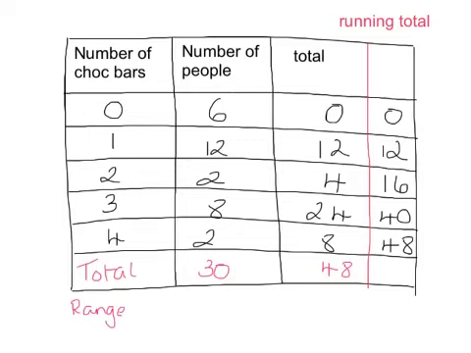So my last question is about the range, and the range is the biggest number of chocolate bars that people ate, taking away the smallest number of chocolate bars that people ate. So the most anybody ate was 4. And the least anybody ate was 0. So 4 take away 0 leaves me with 4. So my range, the difference between those two numbers, is 4.